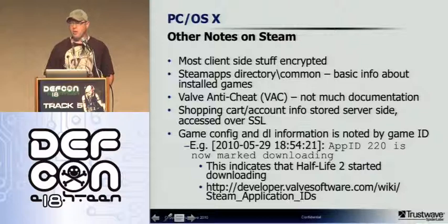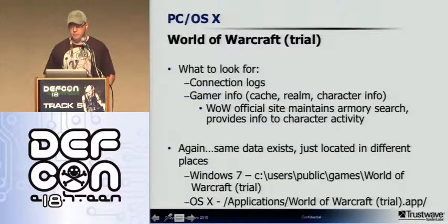You have download directories, and it's noted by app IDs. You can find this, it's all public information. 220 is now marked for downloading. That's an example from a log entry. And here we can tell that at this time, Half-Life 2 had started downloading.